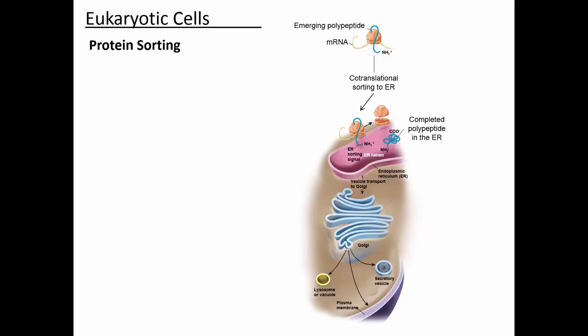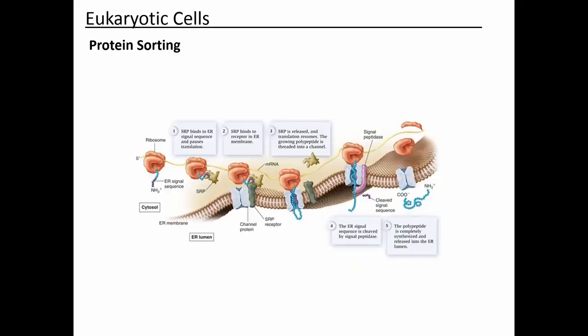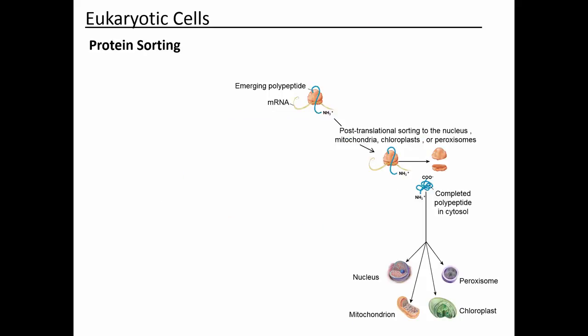So if it's a protein that's supposed to function in the Golgi apparatus, it's going to be sent to the ER, and then from the ER the protein is sent to the Golgi, and then it remains in the Golgi. The third pathway that we're going to talk about is this one. All the pathways start in the cytosol. In this pathway, you actually finish making the protein in the cytosol, and then after the protein's completely made, it gets sent to its correct location. In this case, that could be the nucleus, the mitochondria, chloroplast, or peroxisomes. Those are the three separate pathways that we talk about.